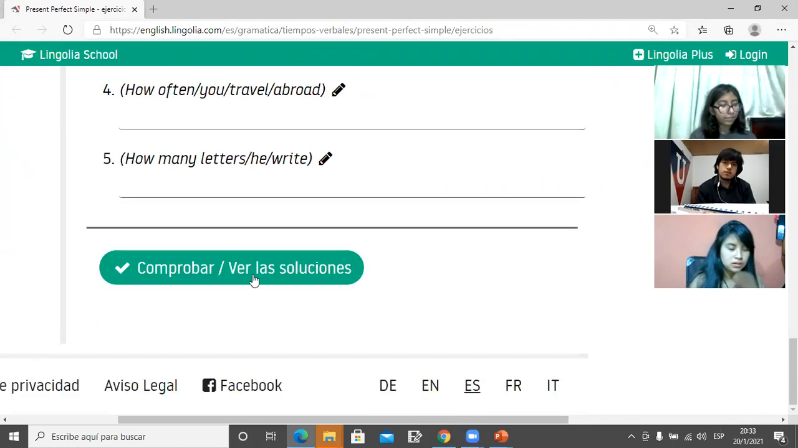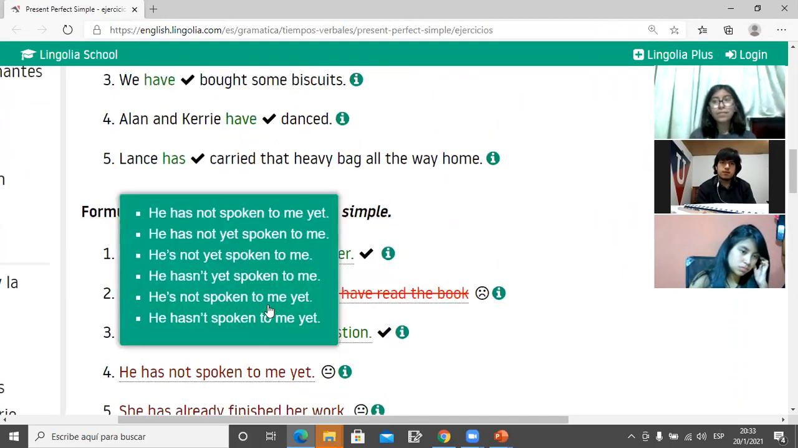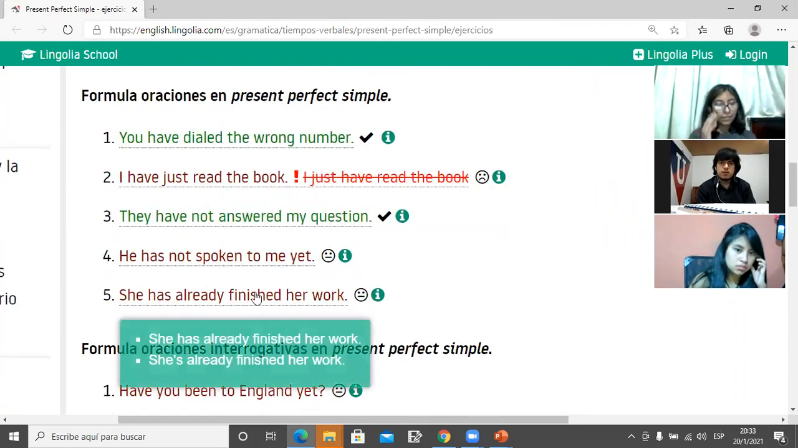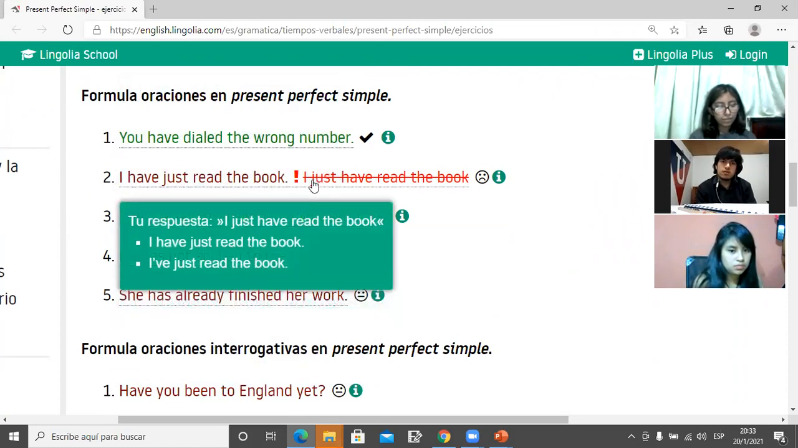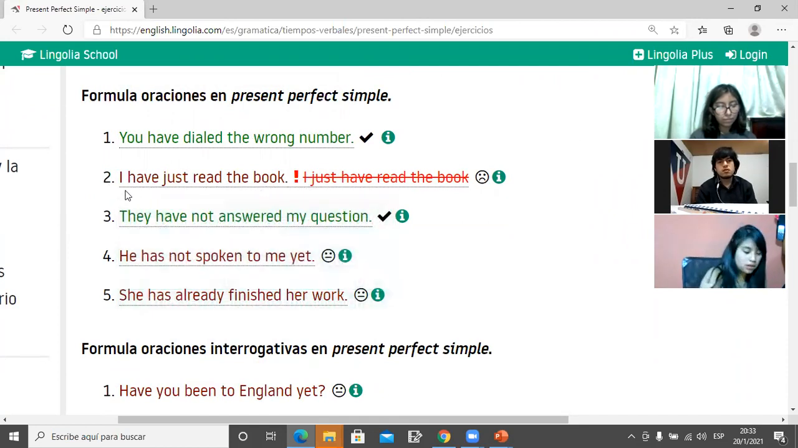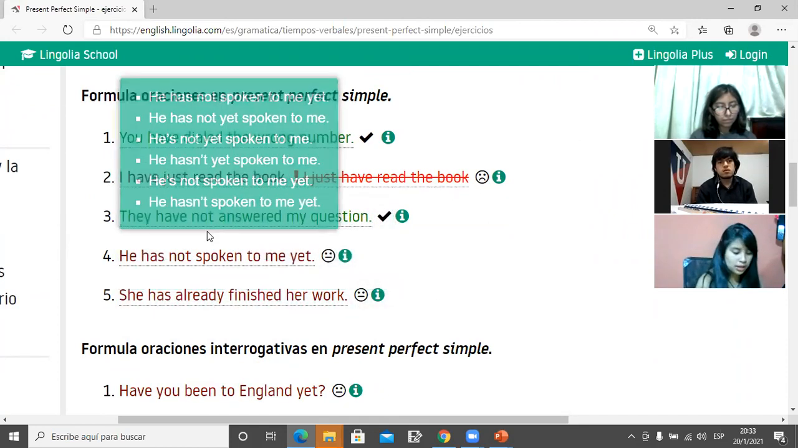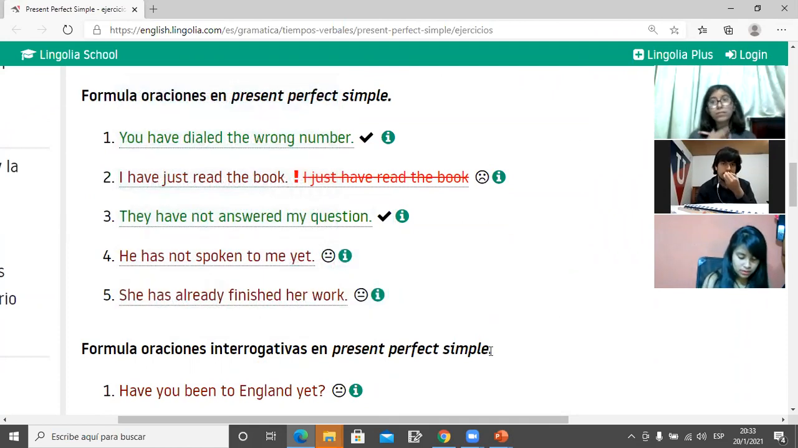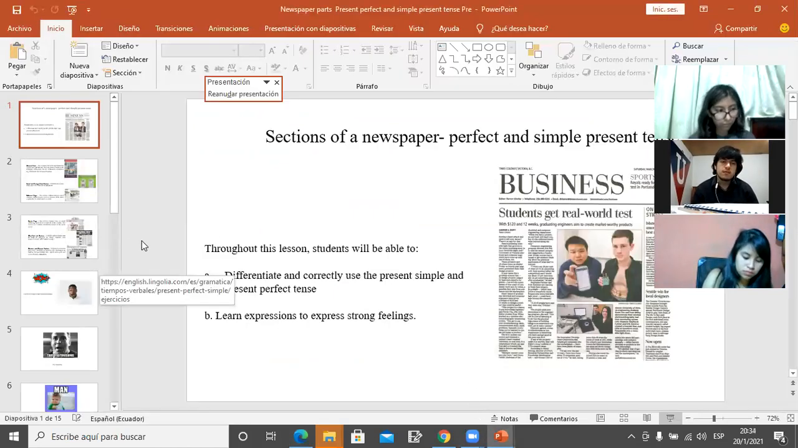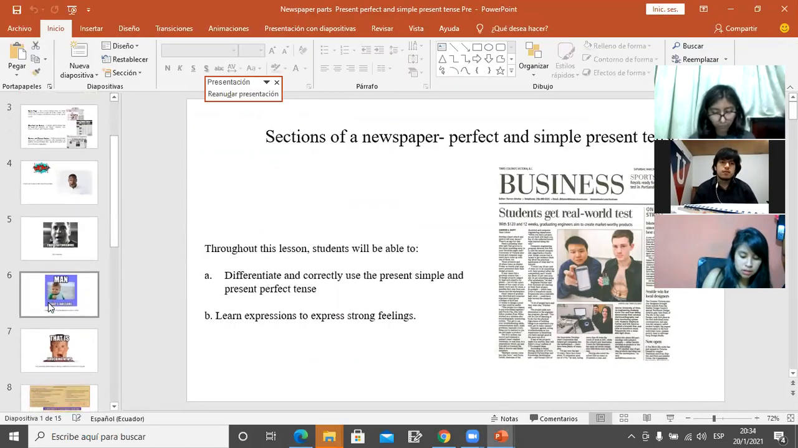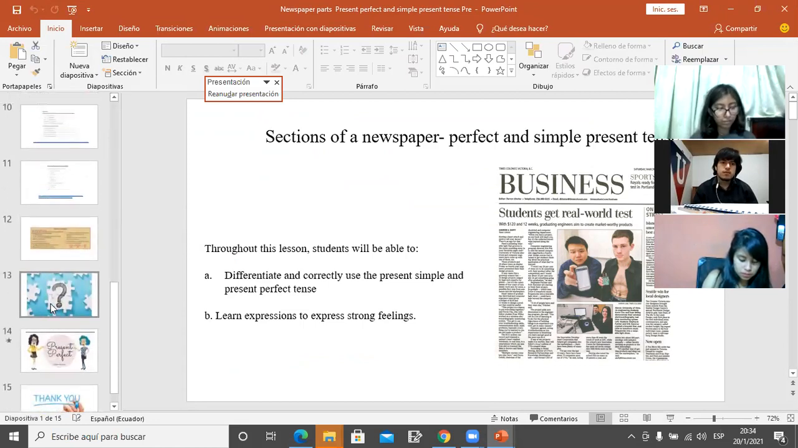Now we will check what happened with this. They have not. Yes, we are right. And I just, what happened? I have just is the correct one. Just is after the auxiliary, okay? I have just read and have not answered is okay. Very good. Now we will continue with the next part.